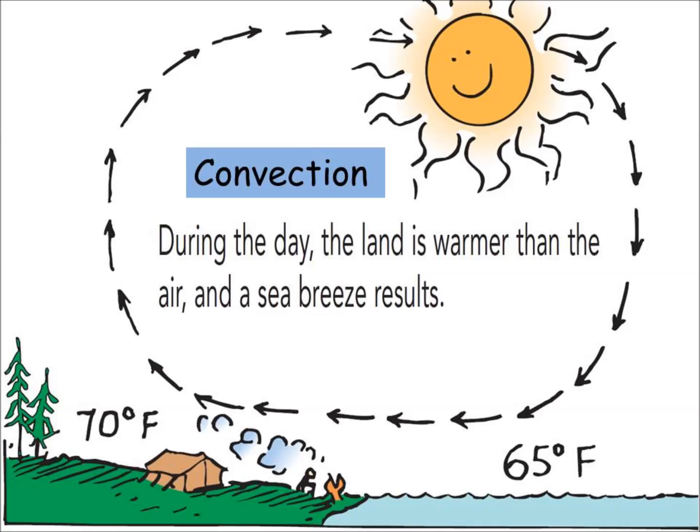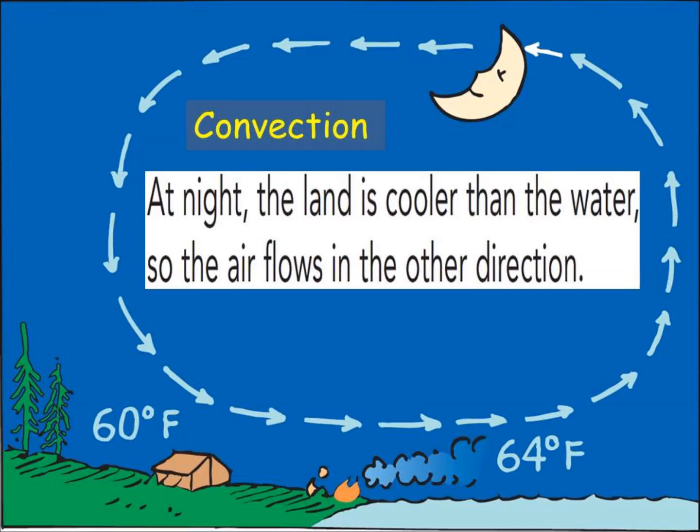That's why in the summertime, the waves are oftentimes nicer in the evening, because you get this land breeze and it kind of opens up the waves a little bit. At night, the land is cooler than the water, so the air flows in the other direction. So the air is flowing from the land to the water, and it makes for a nicer wave altogether. You get less chop on the water as a result of that.